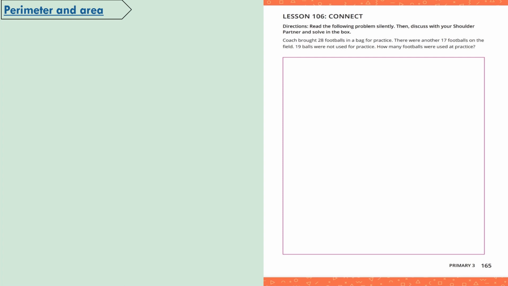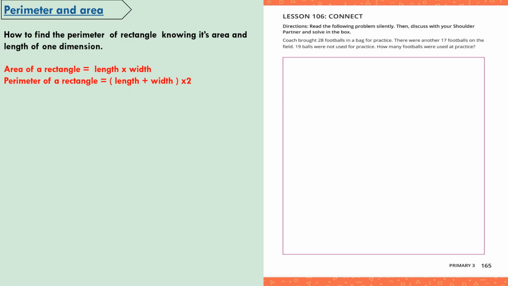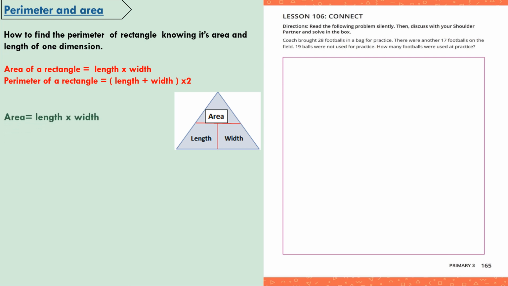Perimeter and area. As we studied before, the area of a rectangle equals length times width, and the perimeter of a rectangle equals length plus width, all times 2. So, how do we get the area of a rectangle if I have the two dimensions, length and width? By multiplying. Area equals length times width.